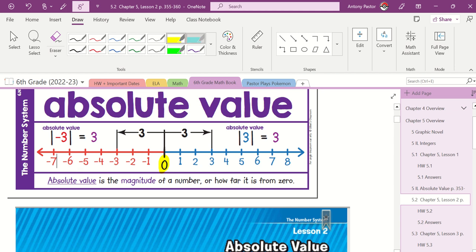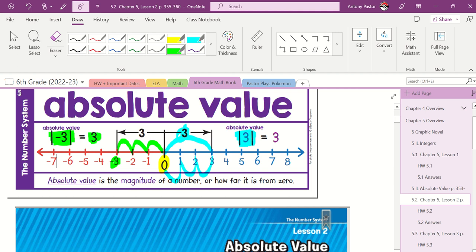So whether your number is 3 or negative 3, so 3 here would be 1, 2, 3 jumps away from 0. So the absolute value of 3 is 3. And absolute value will be written like this. You'll have a number with 2 lines on each side of it, like a little bar. On the other side, we have negative 3. It is still 1, 2, 3 jumps. So the absolute value of negative 3 will be 3.